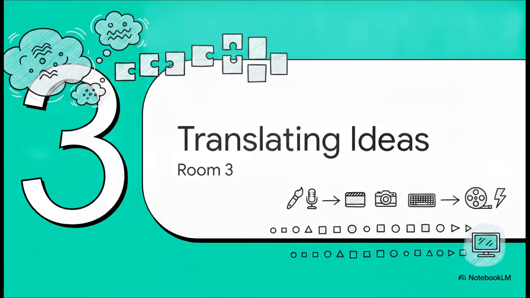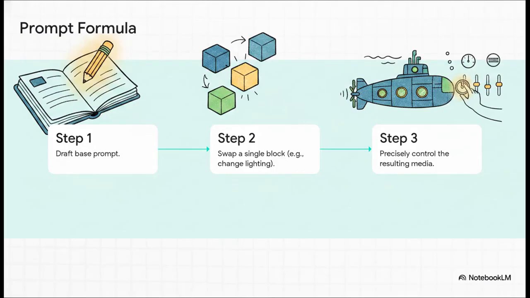Okay, on to Section 3, translating ideas into media. Welcome to Room 3. This is the active phase. Using a very specific formula for prompt construction, you don't just guess what will work. You take total control. You start by drafting a base prompt.